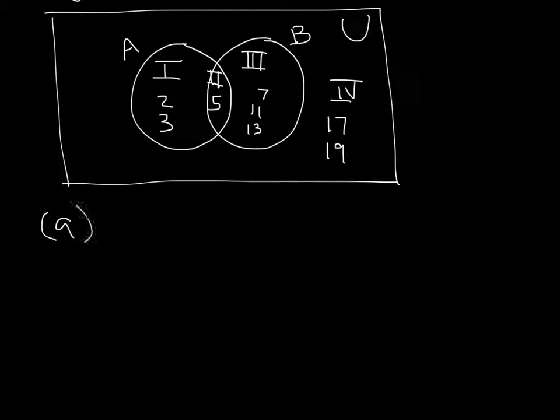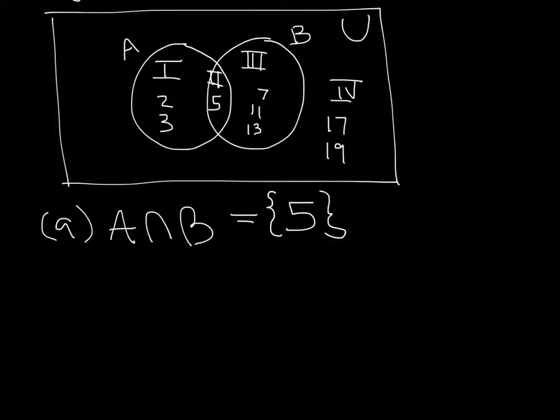The first set I want you to find is the intersection of A and B. What's the intersection of A and B? Well, it's right there. That's the intersection, so the answer is just 5. This is a set, so we have to put set notation around it. This is also known as the singleton set, because there's only one element in there. Single meaning one.